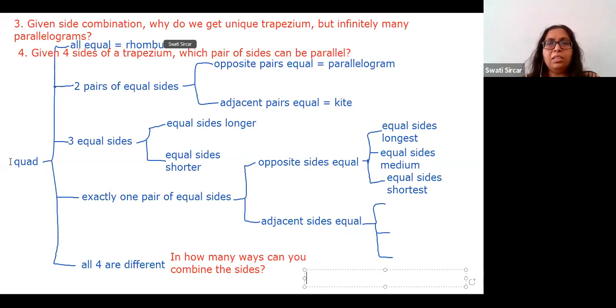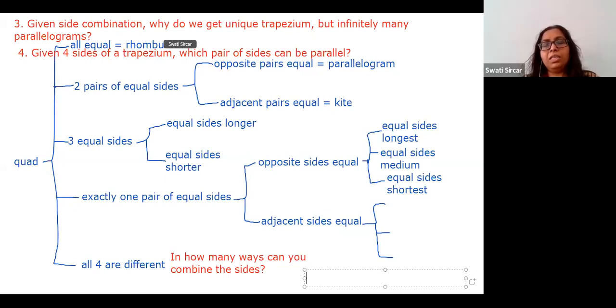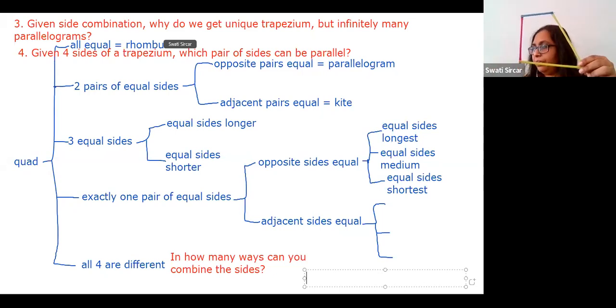Vaishnavi and Srinidhi, you have your hands raised. Do you want to ask something? Ma'am, what are the three types of adjacent sides equal? Same. Equal sides longest, equal sides medium, or equal sides shortest. Okay. See? They are same as opposite. Yes, same, but they look different.